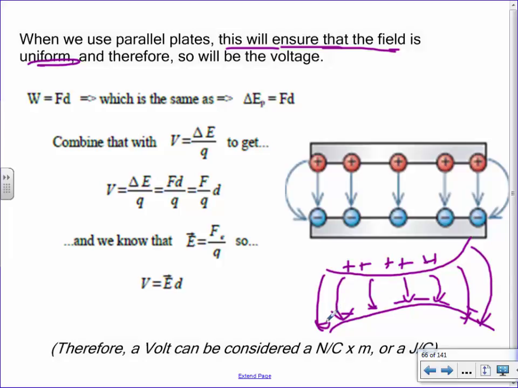So the nice thing about using solid flat plates here is that it's going to ensure that the field is uniform, and it also means the voltage is uniform. That's the way that you ensure that you have a constant amount of voltage.